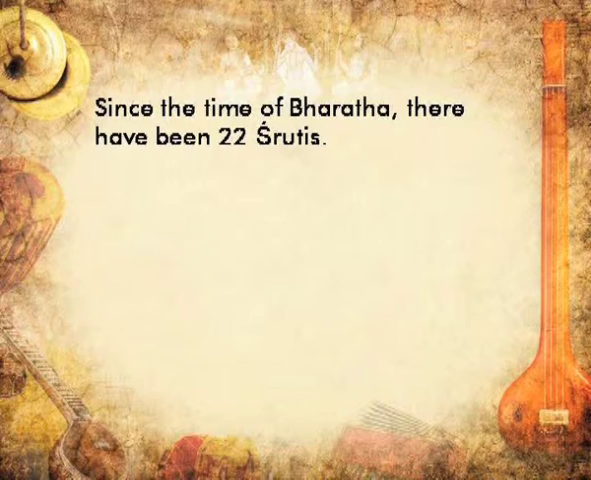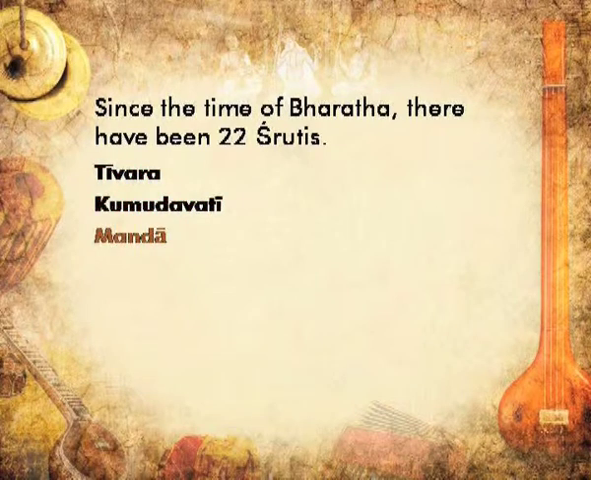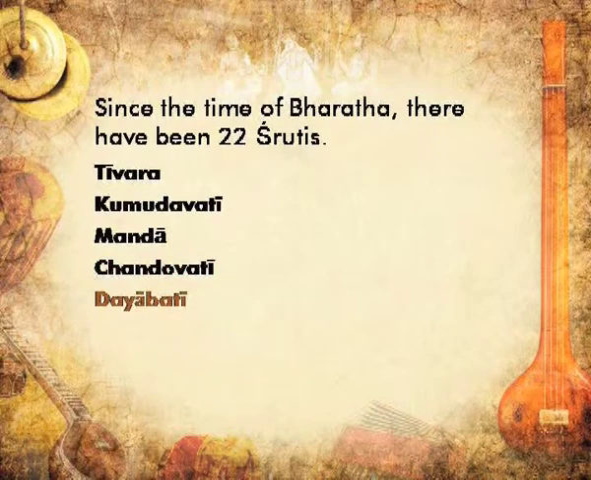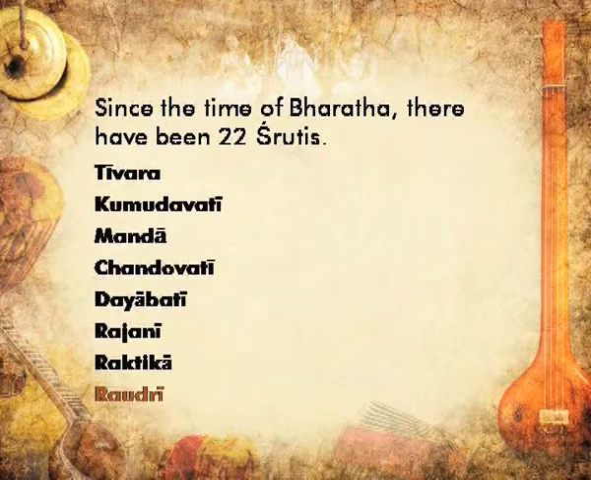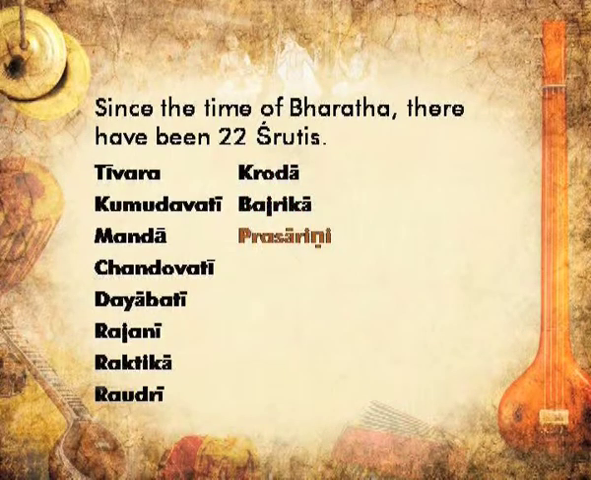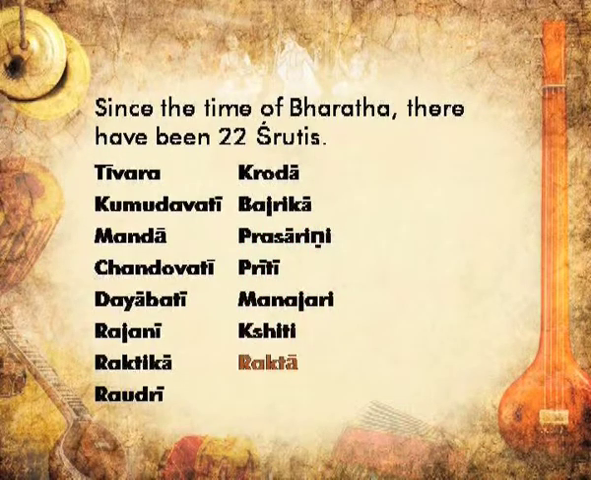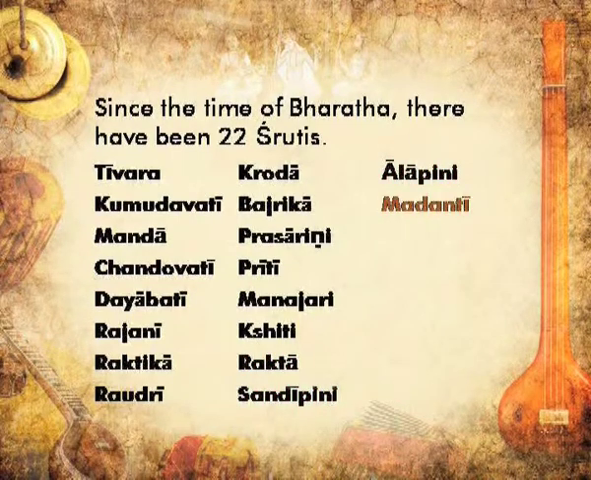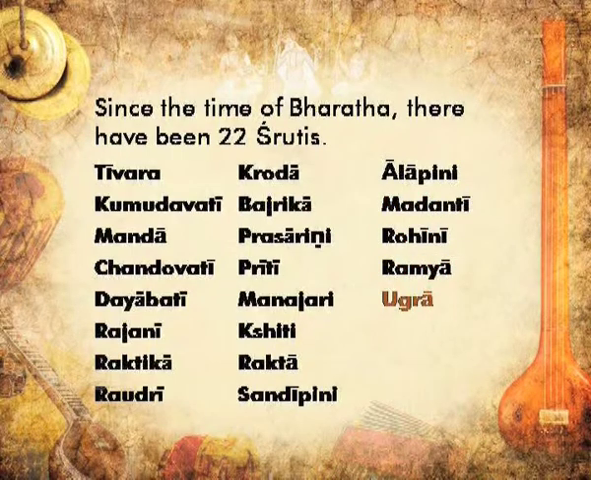Since the time of Bharata, there have been 22 Shrutis, and they are Tivara, Kumudavati, Manda, Chandobati, Dayabati, Rajani, Raktika, Raudri, Krodhi, Bajrika, Prasarini, Preeti, Manajari, Kshiti, Rakta, Sandeepini, Alapini, Madhanti, Rohini, Ramya, Ugra, and Kshovini.